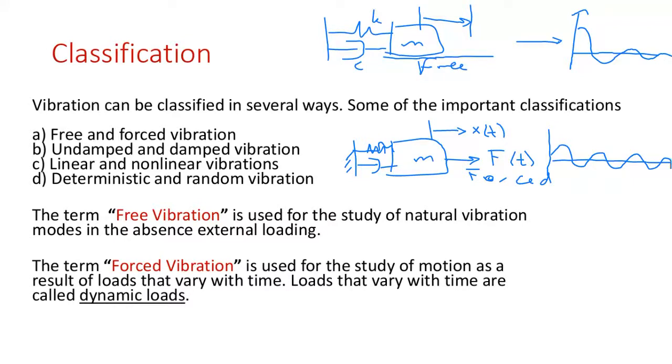So a free vibration is the natural vibration of a system when there is no external loading, and the forced vibration is when there is a forcing that varies with time. Okay, so this is the end of this presentation.